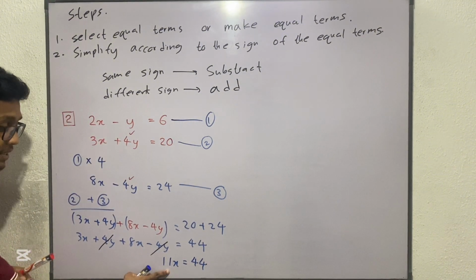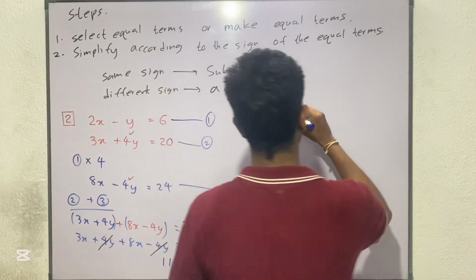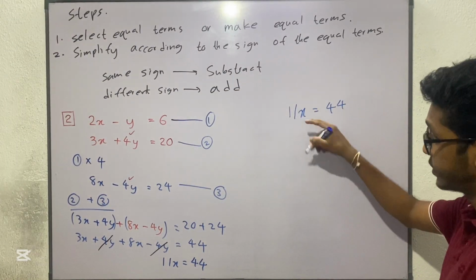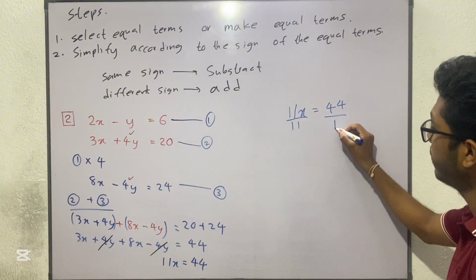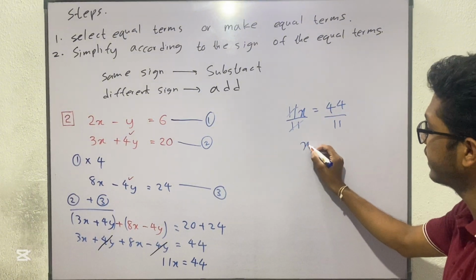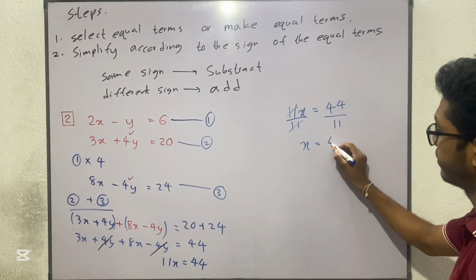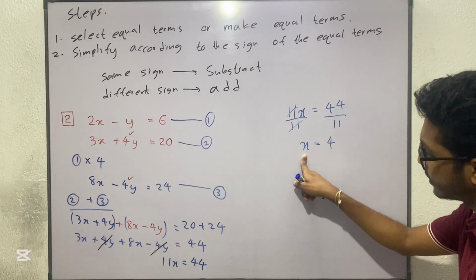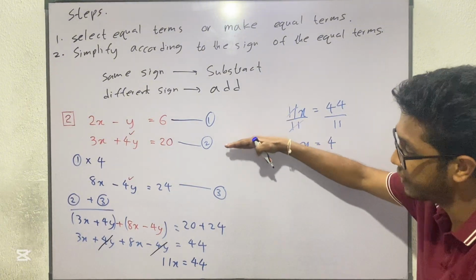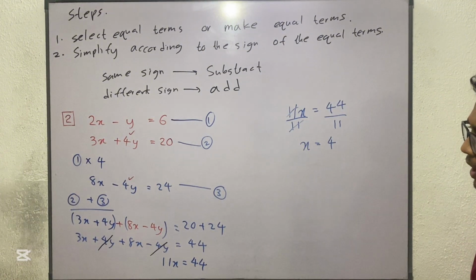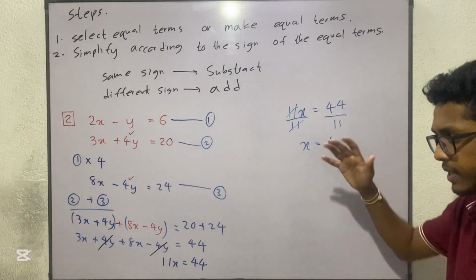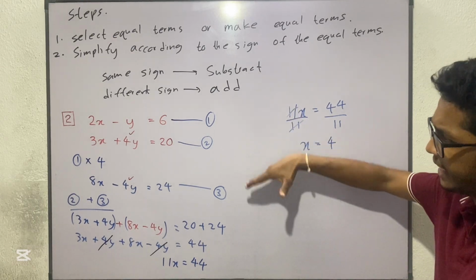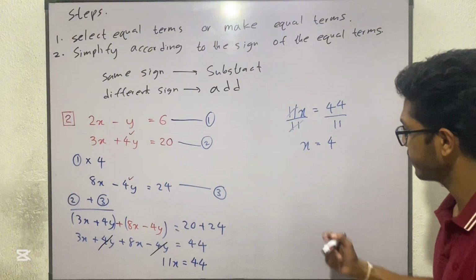8x plus 3x is 11x. 11x is equal to 44. So to make x the subject, I have to divide both sides by 11. 11 gets cancelled. X equals 44 divided by 11, which means 4. I got the x value. Now I can substitute this x value in any of these three equations. No matter which equation I choose, finally I am getting the same answer. So I can select any equation. I will take the first one.